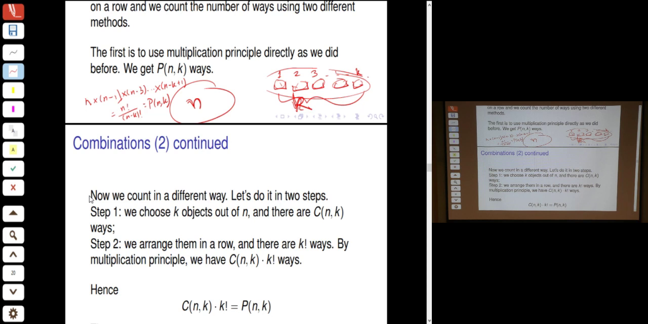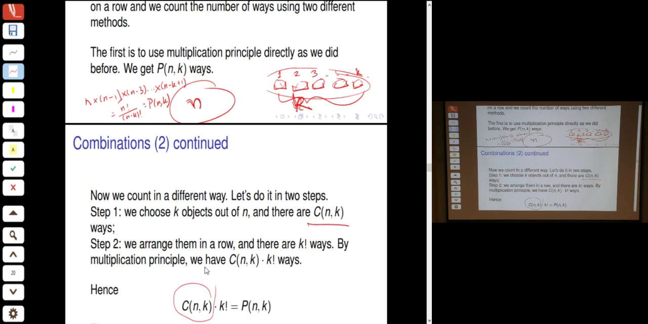So, let C(n,k), as we have already discussed, be the number of ways of choosing k objects out of n. Now let us get back to the task of arranging k different objects from n different objects in a row. We will accomplish this task in 2 steps. The first step is that first we will choose the k objects to be placed on the table. That you can do in C(n,k) ways.